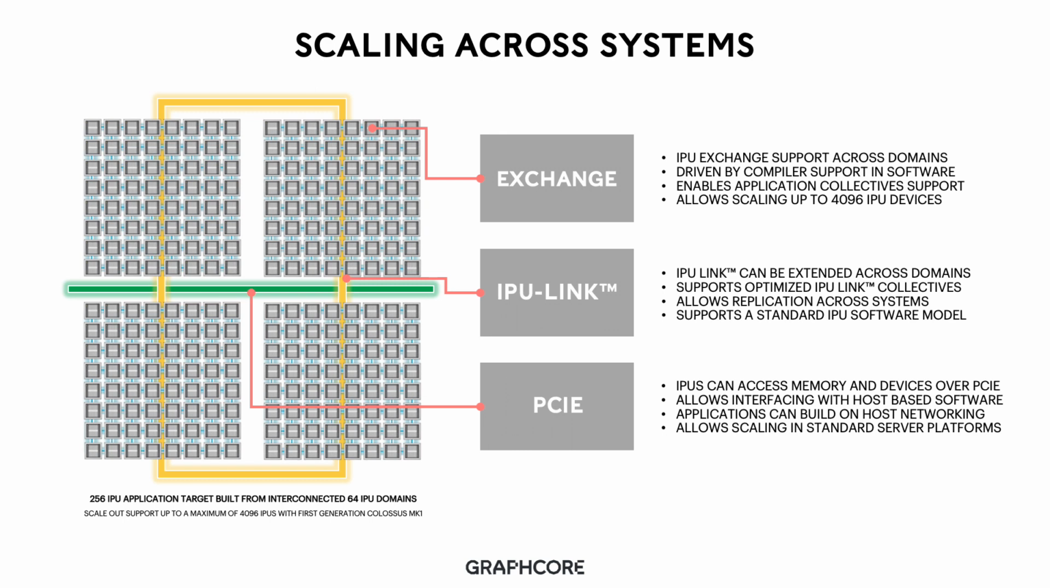Along with IPU Link, for standard server platforms, we also support PCI Express-based scaling. IPUs have the capability to access both memory and devices on the host system over PCI Express. This allows us to interface efficiently with host-based software. Applications can build on top of host networking support and support the scale-out of applications in standard server architecture platforms. The combination of these constructs and our software support allows us to build optimized machine intelligence applications that scale across systems.